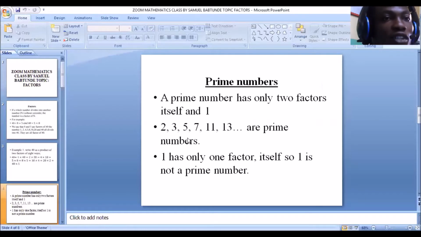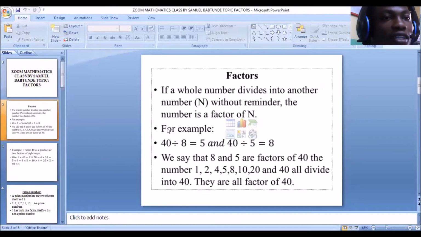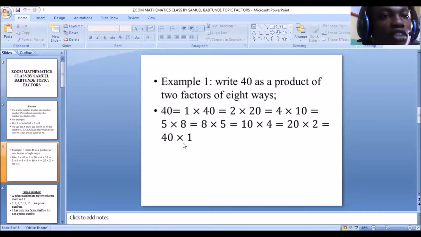Okay, so now move on to prime numbers. I believe you understand what a factor is now. I said a factor, if a whole number divides into another number n without a remainder, meaning if 8 divides into 40 without any remainder, 8 is a factor of 40.